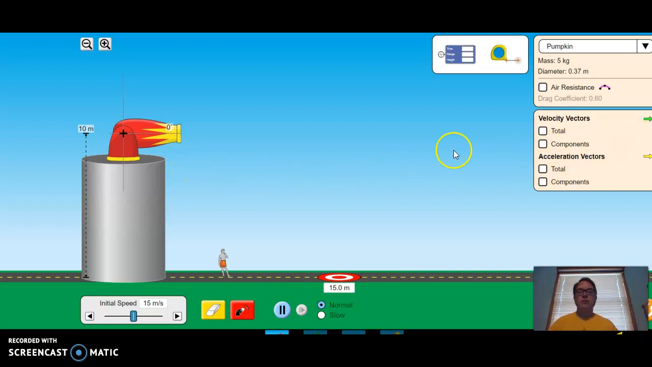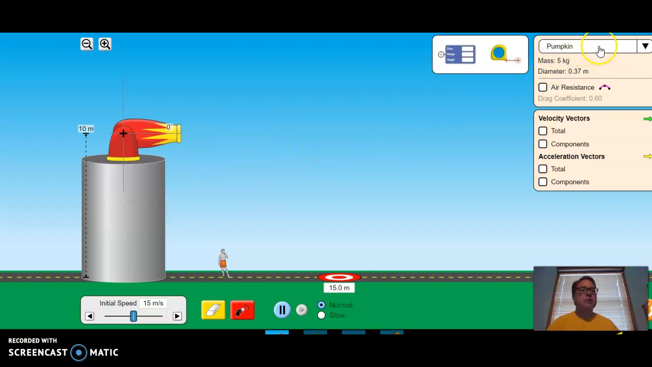Also, we can move the target. It starts at 15 meters. We can move it farther away. We can move it closer. Okay, right there, we put it right underneath our statue. I'm going to put it back to 15. As you're trying all of this out, you're welcome to play with these in different ways.